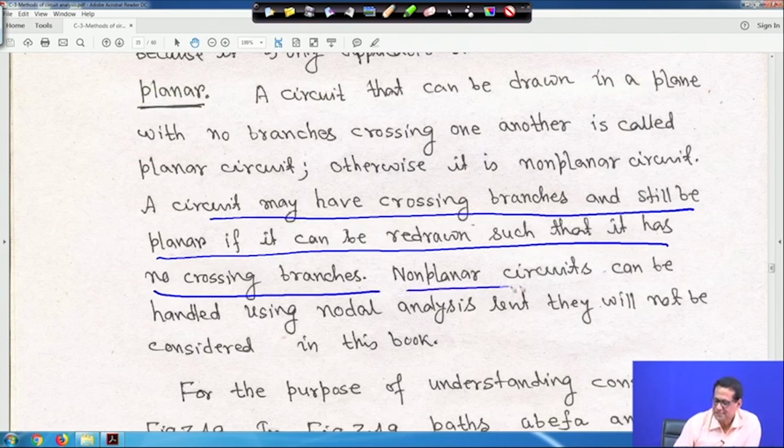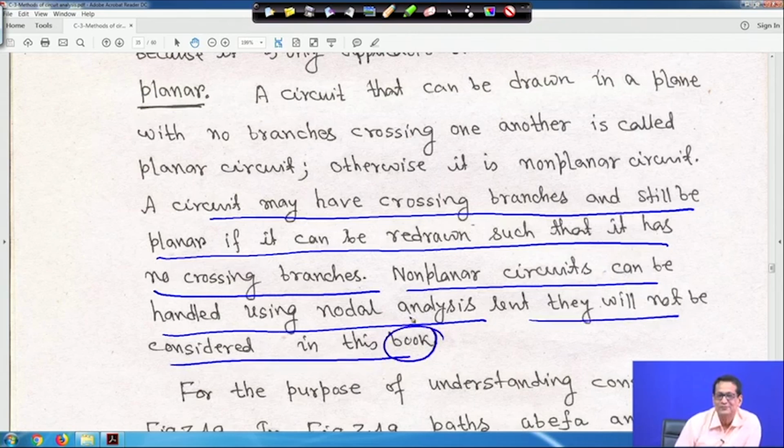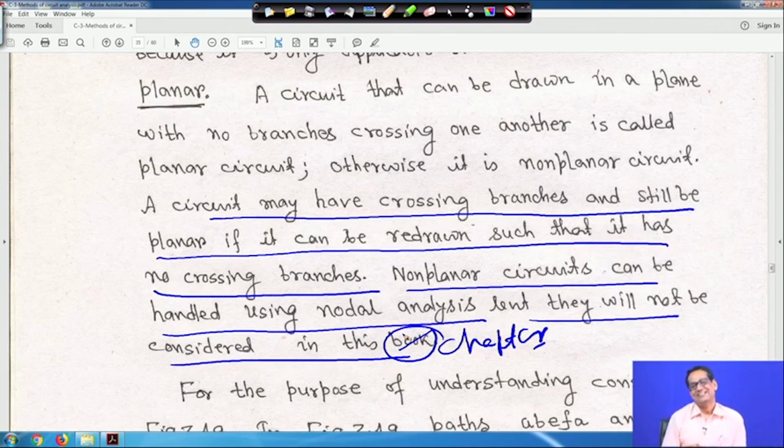Non-planar circuits can be handled using nodal analysis, but they will not be considered. Here it is written book, but actually the book is not complete; you read it as a chapter. Do not read it as a book, right. So, that analysis will not be considered in this chapter, right.